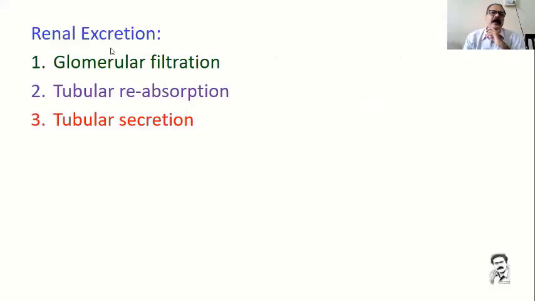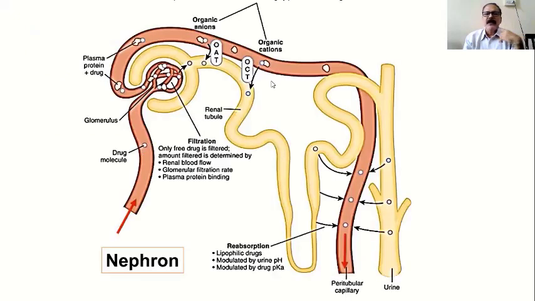And in renal excretion, three parts are important. Renal means kidney. This renal excretion has glomerular filtration, tubular reabsorption and tubular secretion. These are the three important points, and in these three ways renal excretion takes place. Let us get into the picture and we will easily understand.